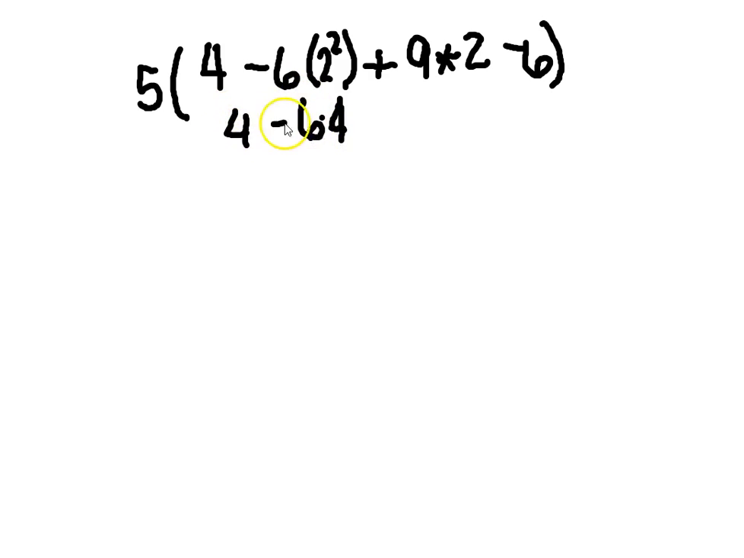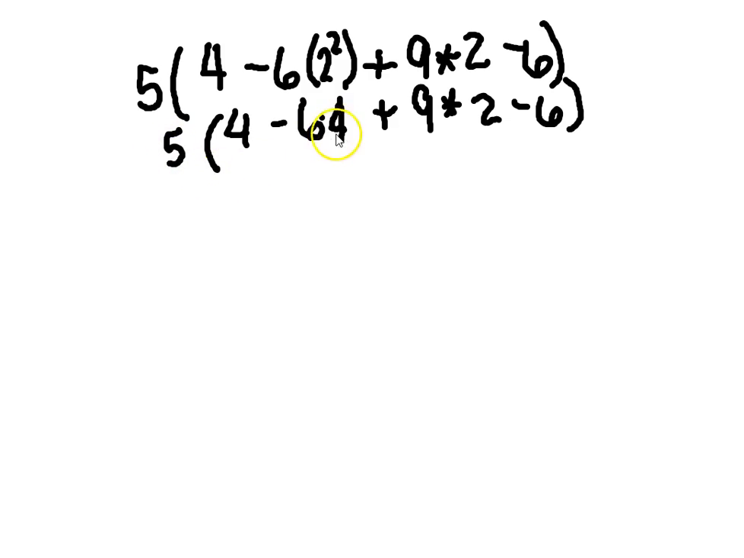And everything else would just come down, right? So 4 minus 6 times 4 plus 9 times 2 minus 6. And all of that is going to be multiplied by 5. So let's do our multiplication. 6 times 4, that's going to get me 24. So I'm going to have a negative 24 there. And I'm going to have a positive 18 here.